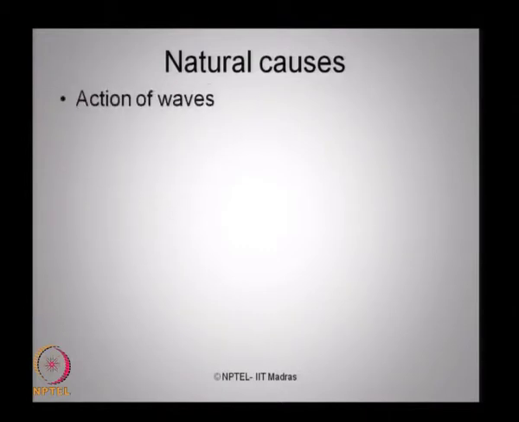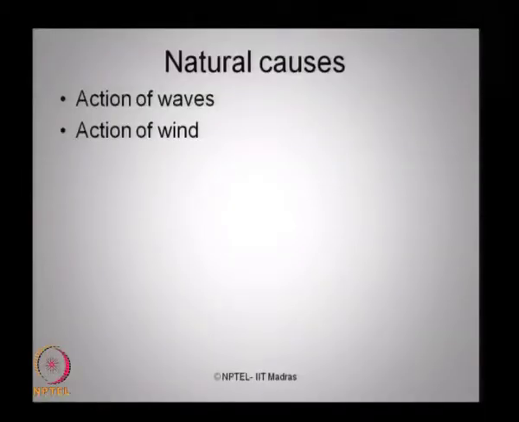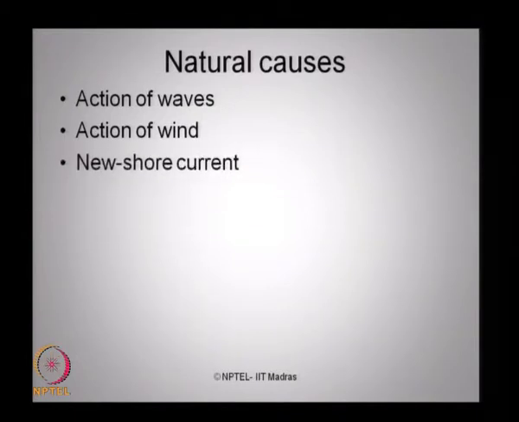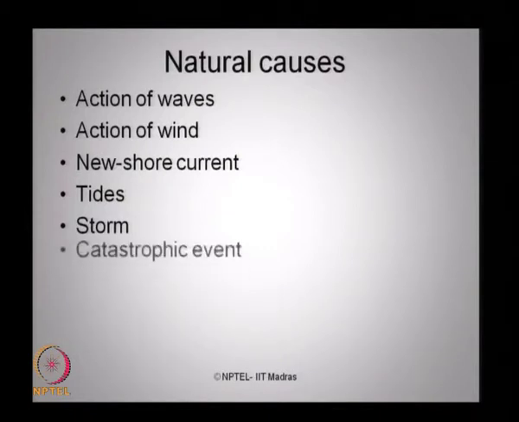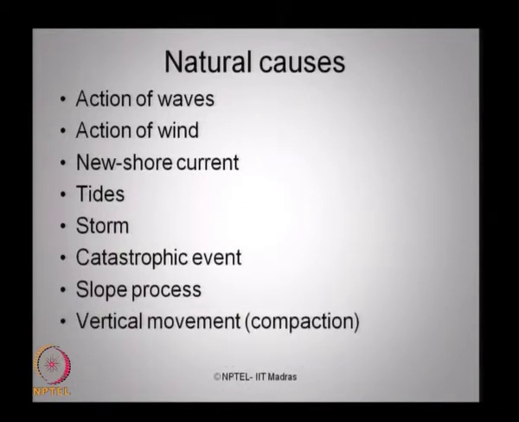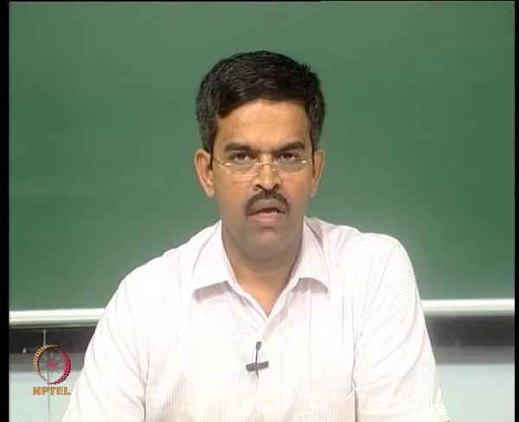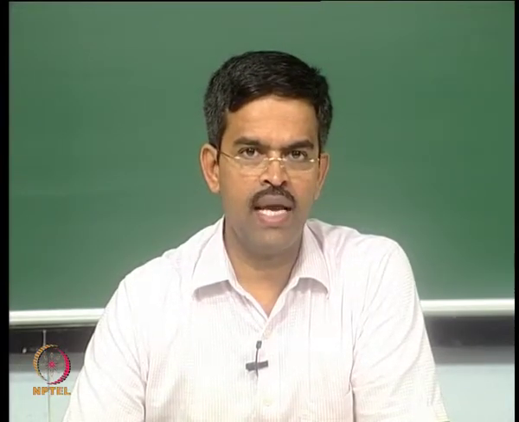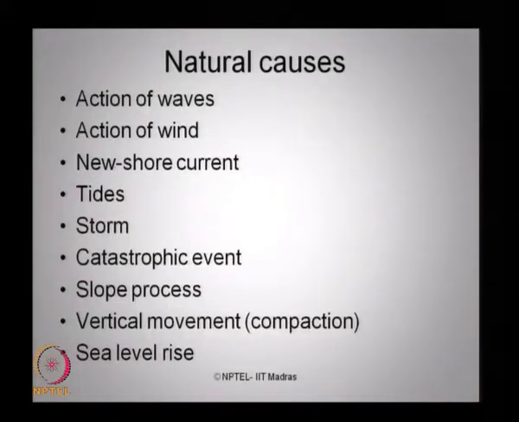Natural causes can be listed as the following. It can be due to the action of waves, it can occur because of the action of wind, it can also be due to nearshore currents, it can be because of tidal action, it can result from storms, it can also result from unforeseen catastrophic events like tsunamis, it can also be related to the slope deterioration process along the coastline, it can be also from vertical movement, what we call seabed compaction, and finally it can also be due to instantaneous sea level rise because of geographic changes.